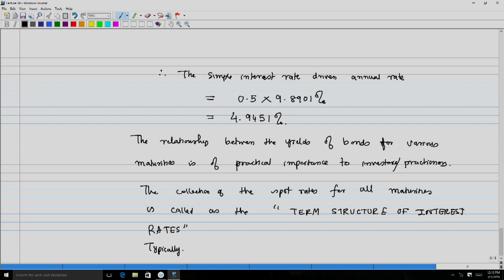And typically when we talk of term structure, it refers to the term structure of government bonds. So, now that we have spoken about term structures, let us now look at an example on how to derive a term structure.